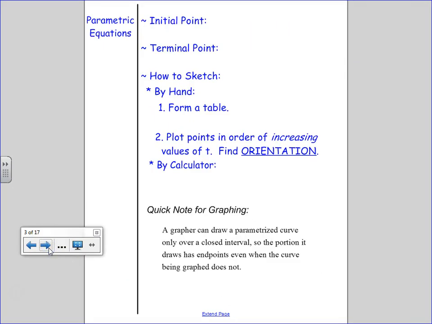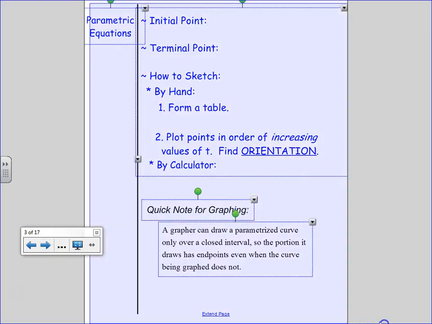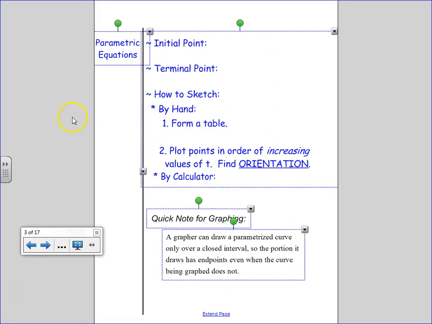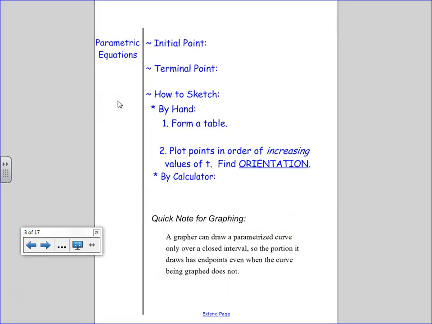Let's talk about some more details. Parametric equations. If you're dealing with a certain time interval, you're going to have an initial point and a terminal point. If you have a time interval, so for a set, t is within, let's use some interval notation, a to b. Your initial point would be x of a, y of a. Your terminal point, just ordered pairs, that's all I'm doing, x of b, y of b.